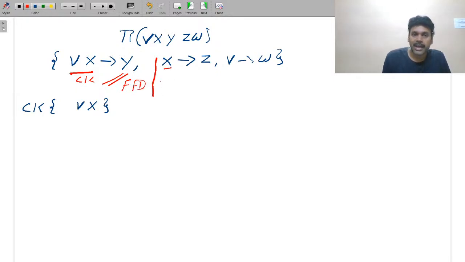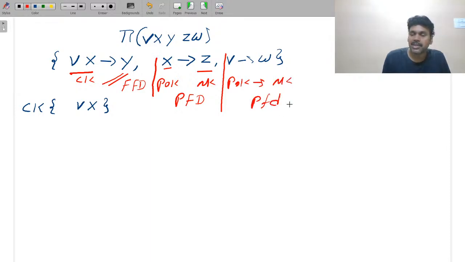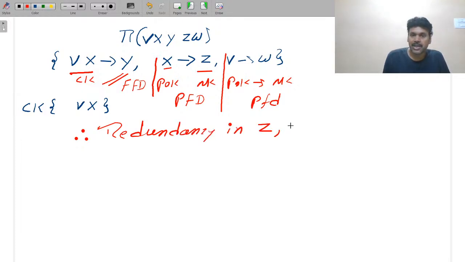Next one. X is a part of key and Z is a non-key, hence it is a partial functional dependency. One more, V is a part of key, W is a non-key, this is also a partial functional dependency. So we confirm there is a what? Redundancy in dependent Z and W. So what to do? Therefore, remove PFD. So how to remove?